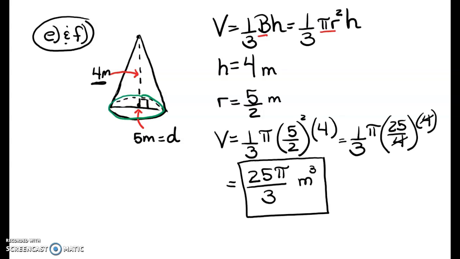Okay, so one of your problems, E or F, one of them gives you the radius, so you don't have to half it. The other one gives you the diameter, and you'll need to find the radius by halving the diameter.